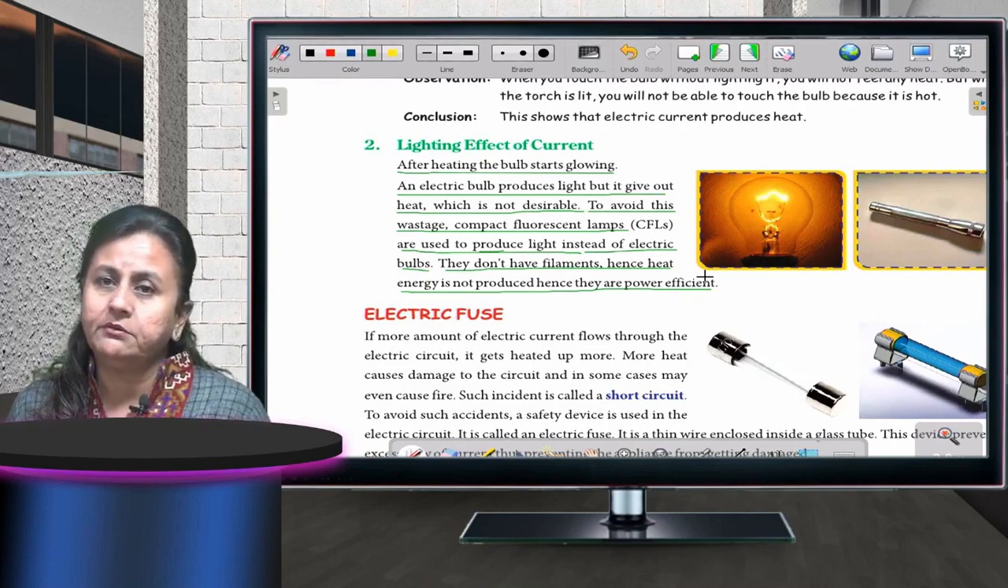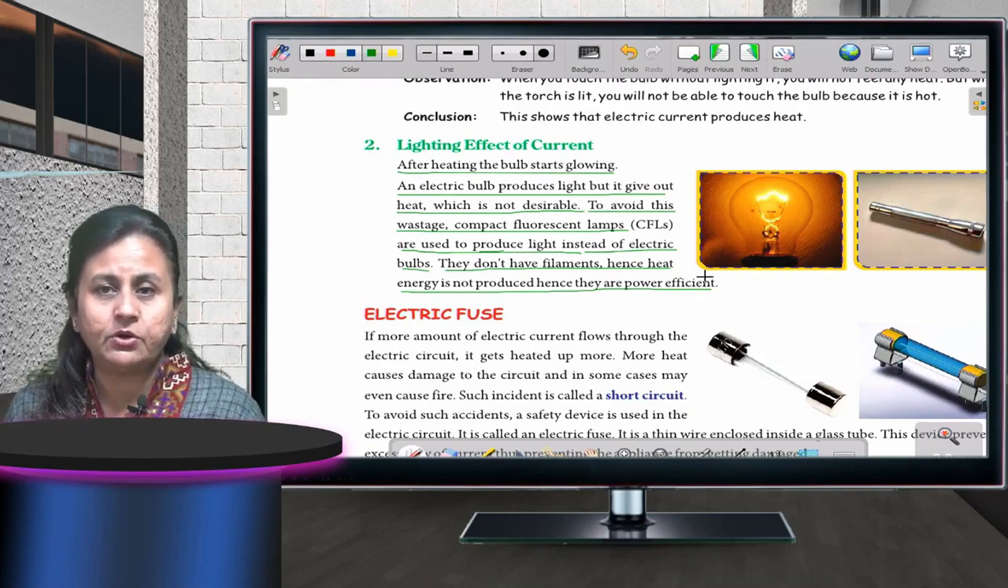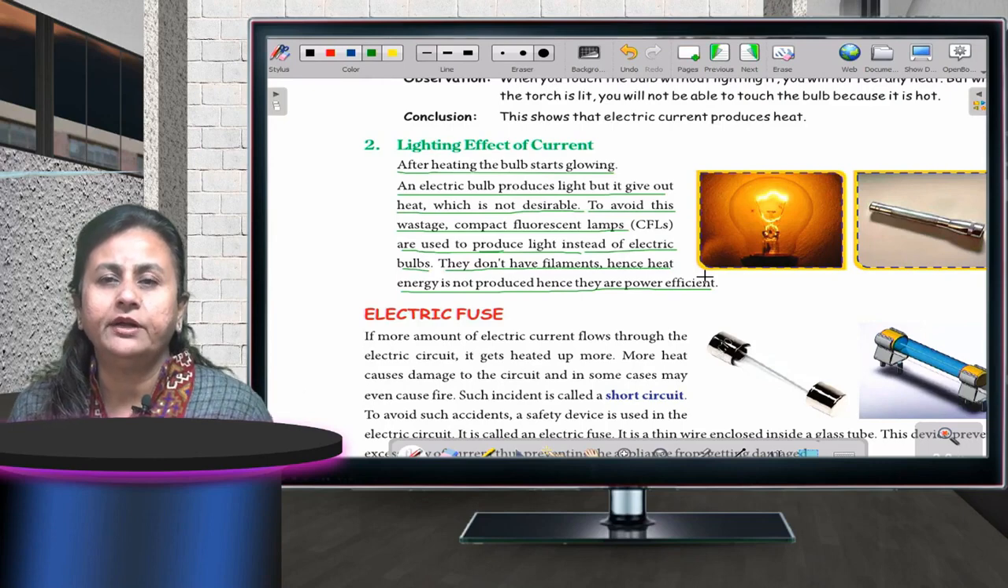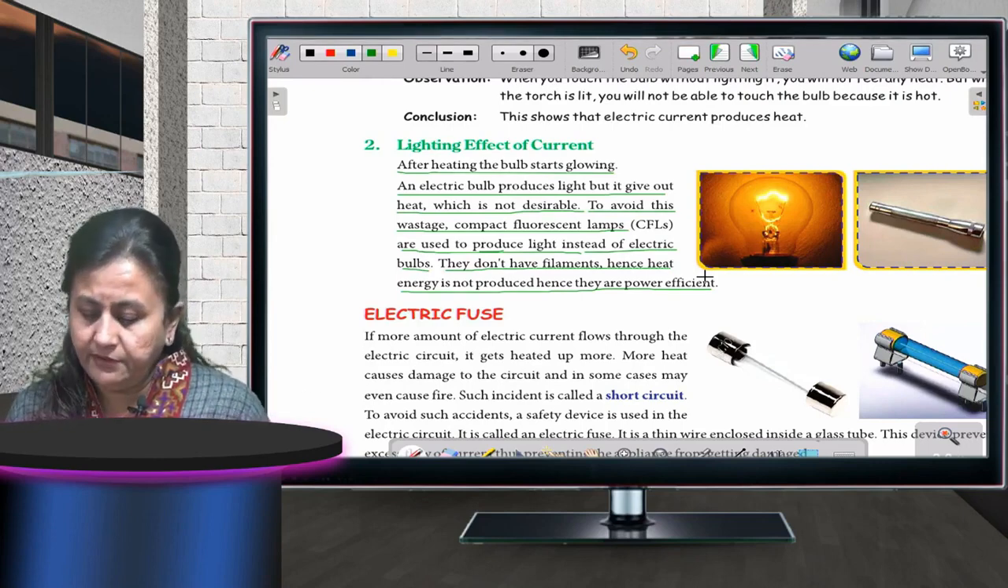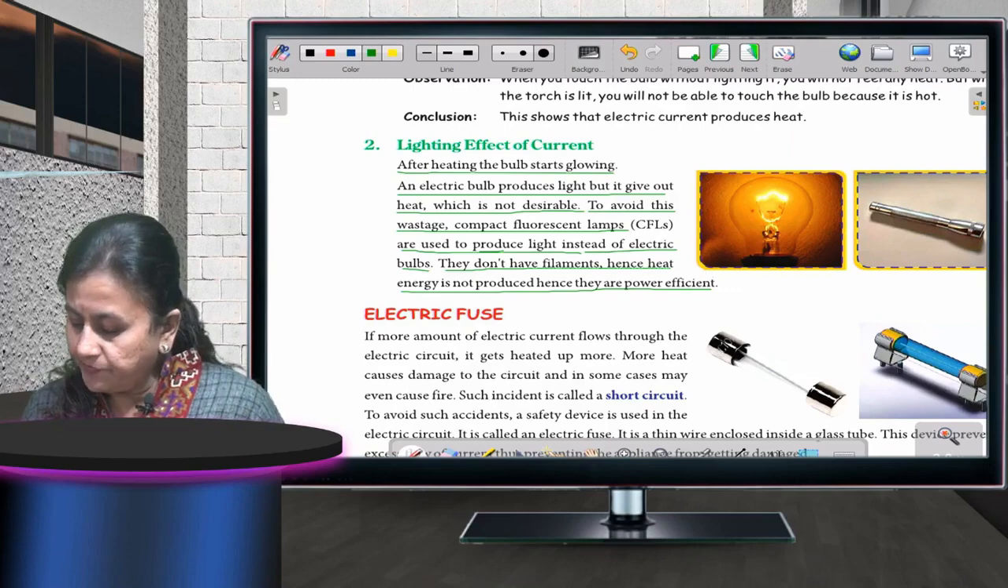So what we have done, we have switched to CFL. In CFL the filament is not there, only the required light, whatever we require, we get from it. No wastage of heat is there. Fine. Now, electric fuse. What is an electric fuse, children?